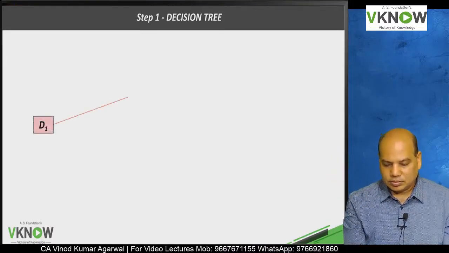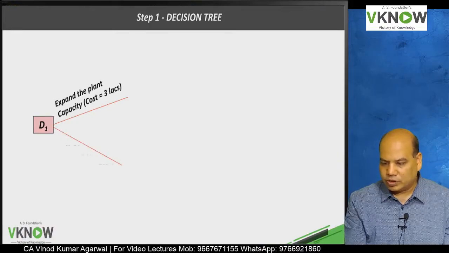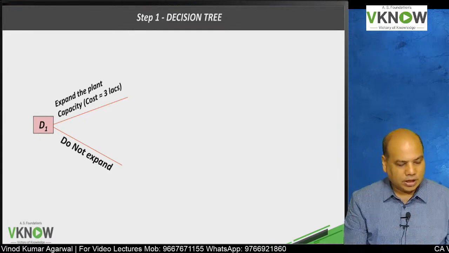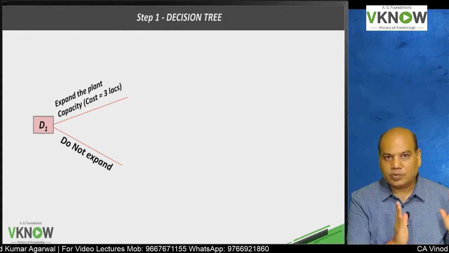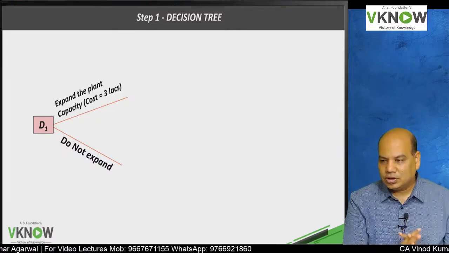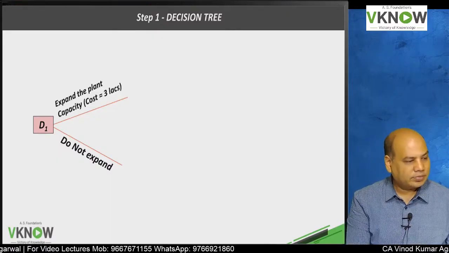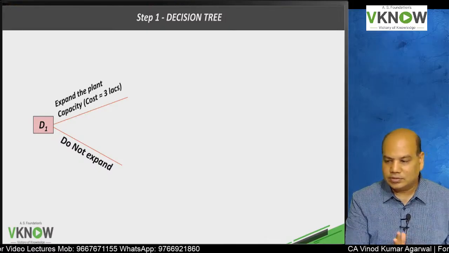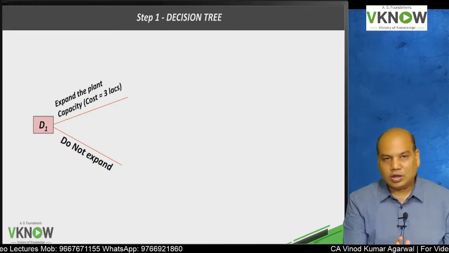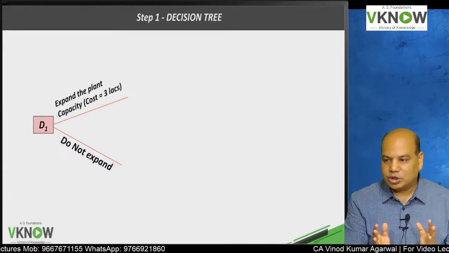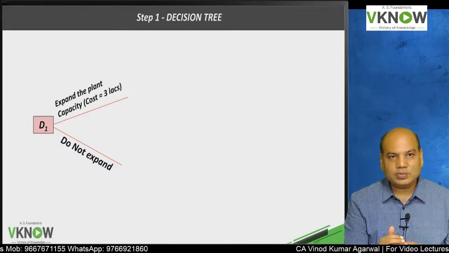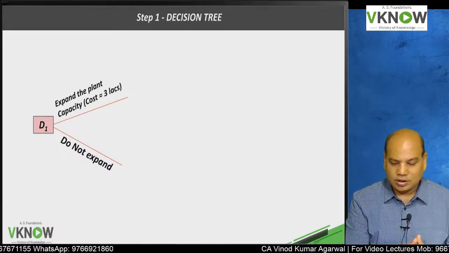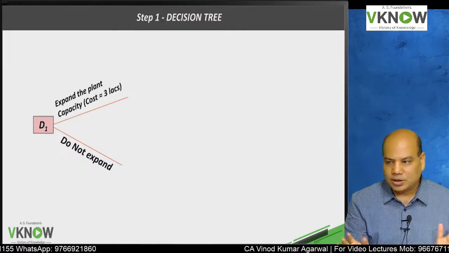Right. Draw the diagram along with me. Okay, don't wait. Start on a fresh page. Start from the left side of the page. Draw a bigger diagram, easy for you to revise later. Start with D1. D1 is my decision node. I have to make a choice between expand the plant capacity, which will cost me 3 lakh, in bracket cost 3 lakh. And the other option is do not expand.